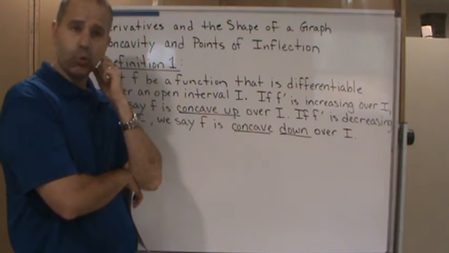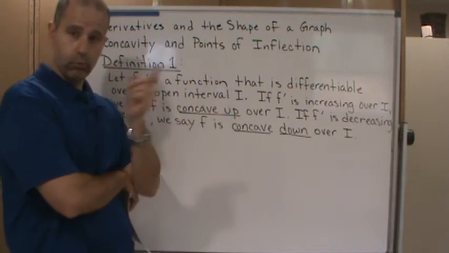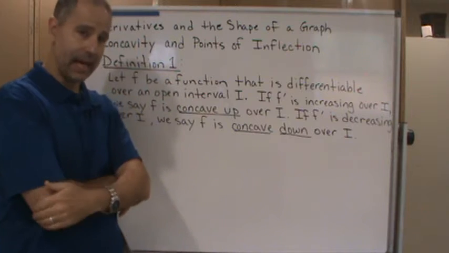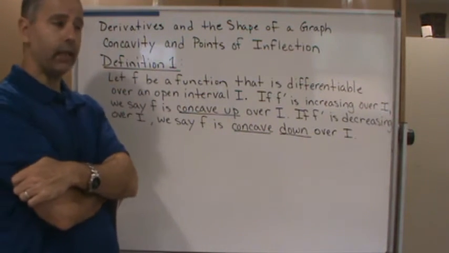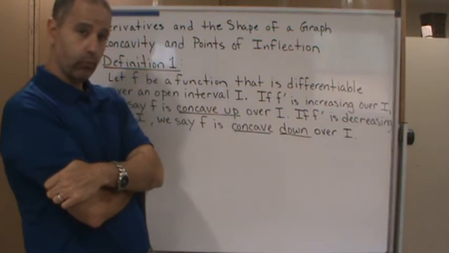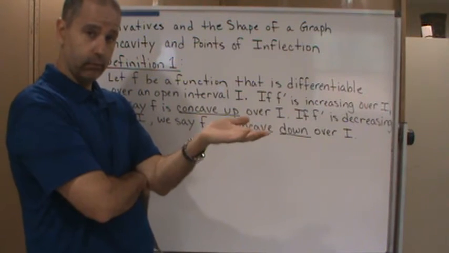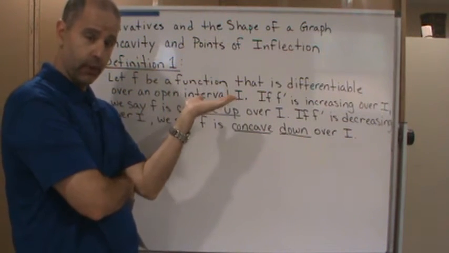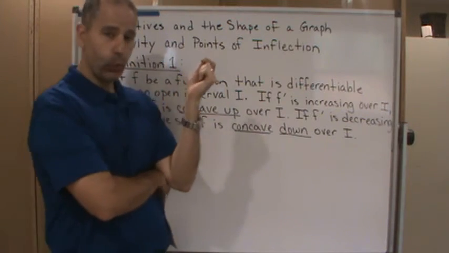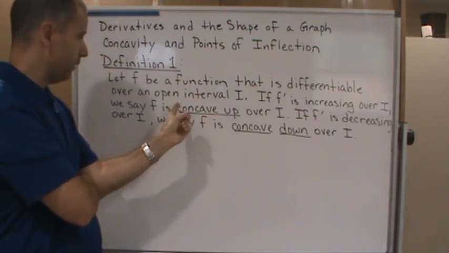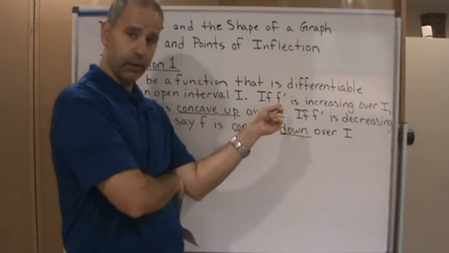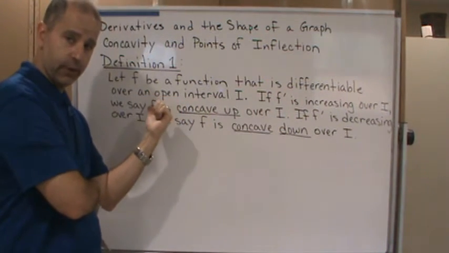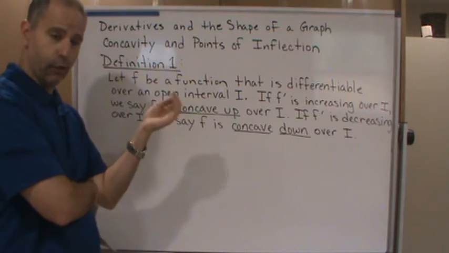But what if f prime is a differentiable function over the interval? Well, then we can apply the corollary to the first derivative, meaning that we know if the derivative is increasing, it's concave up, and we know that if the derivative is decreasing, it's concave down.